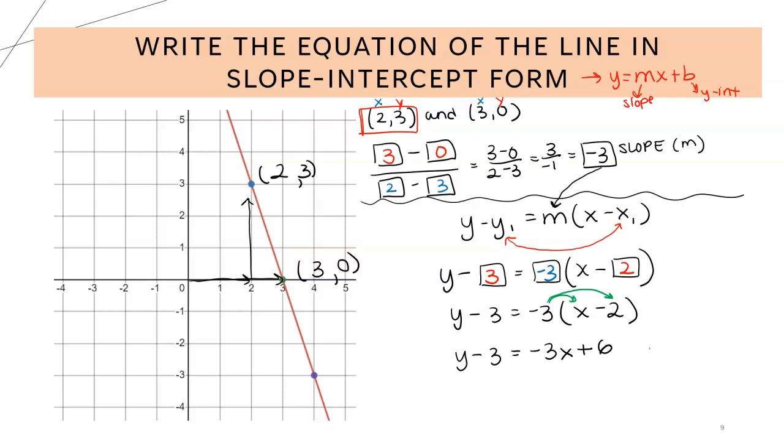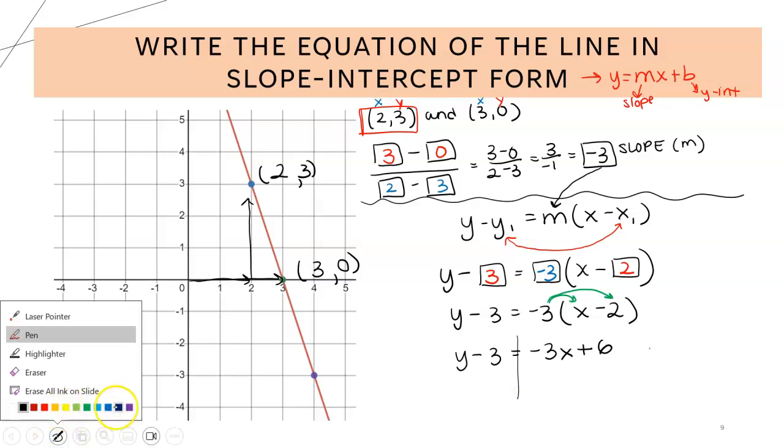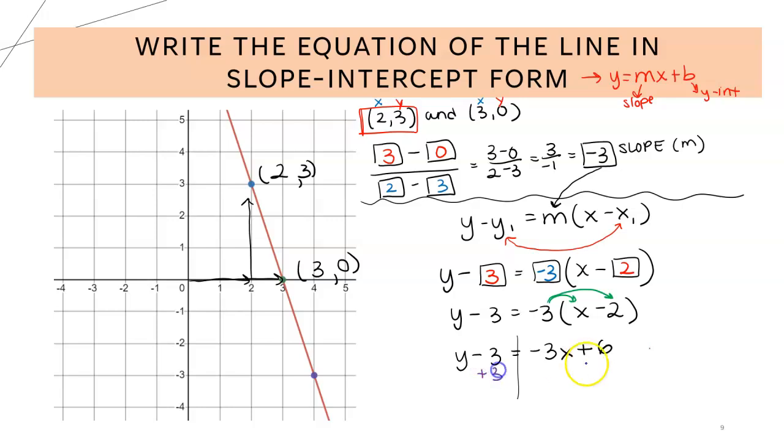In slope-intercept form, we need the y by itself. So I'm going to do a little train track here, and I am going to add 3 to both sides because I have to do the opposite operation. What that does is it gets rid of that -3 over there, and I'm left with just y equals -3x plus 9. So now I could tell you that the y-intercept of this line is 9.